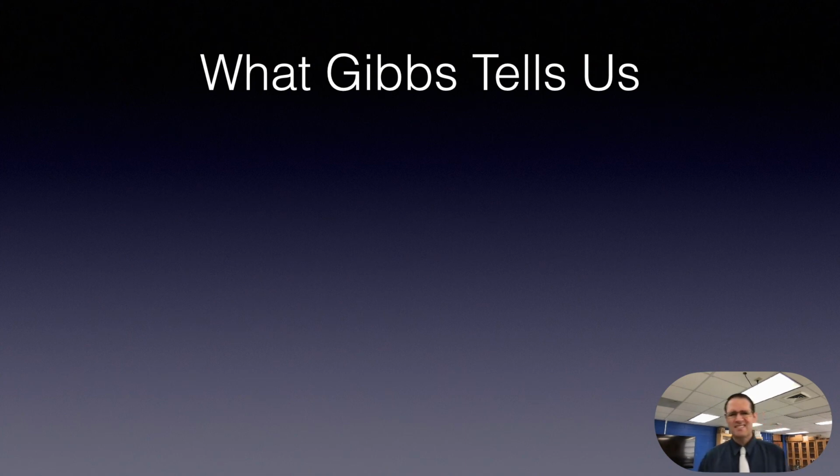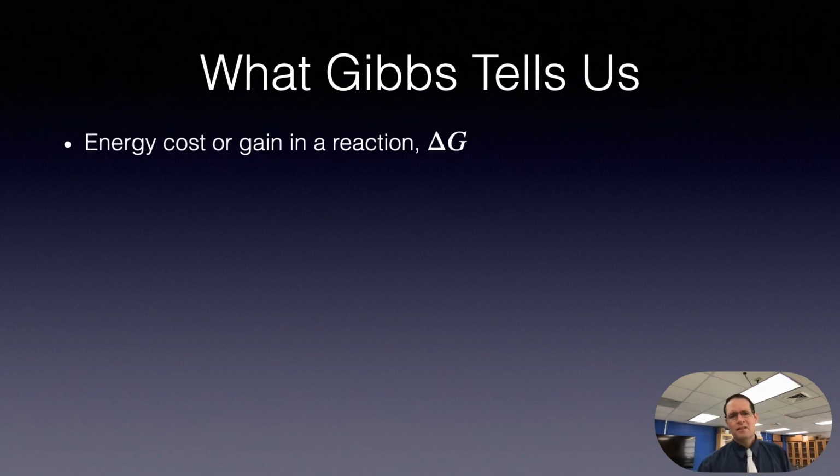All right, so what the heck does Gibbs tell us? Well, Gibbs tells us the total energy cost or gain in a chemical reaction. And the Gibbs free energy tells us the maximum amount of energy that can be extracted from that process. So if we take a bunch of gasoline and we burn it, we know it gives off energy. How much energy? Well, the maximum amount of energy that's freely available for you to extract from that process of combustion is given to us by the Gibbs free energy.